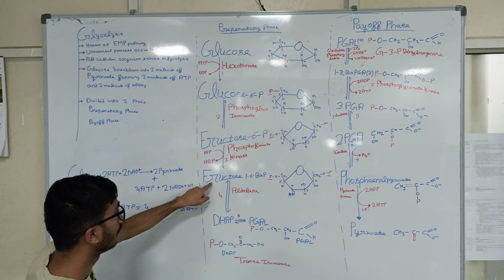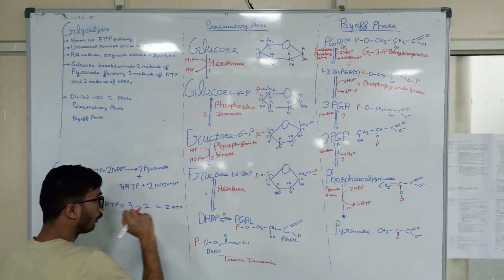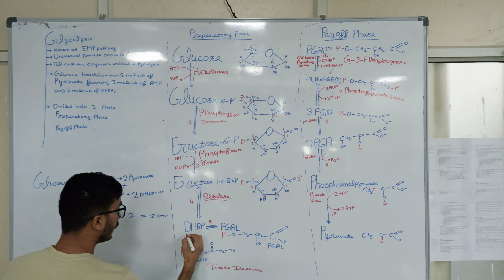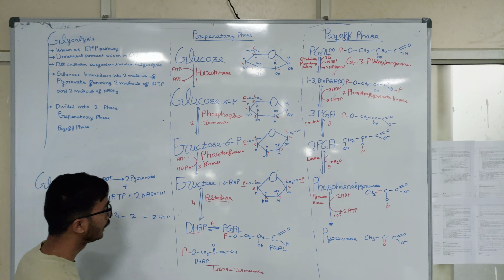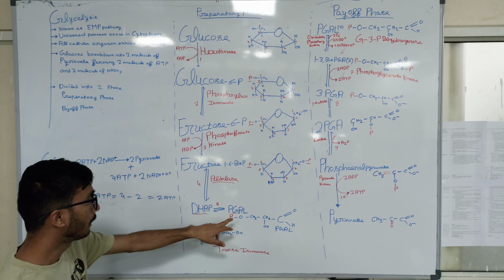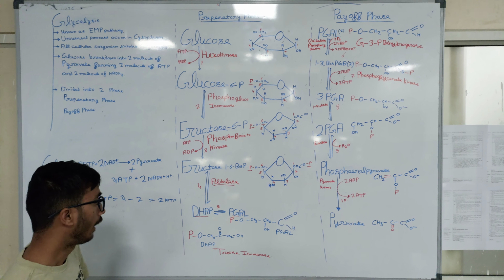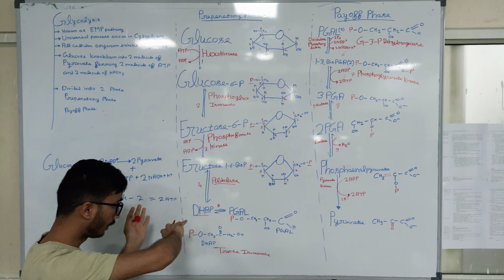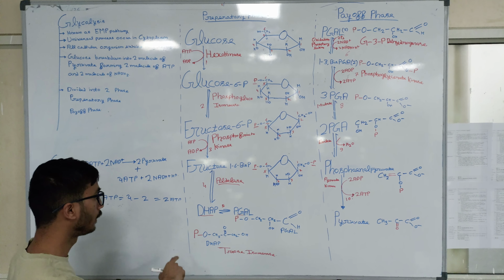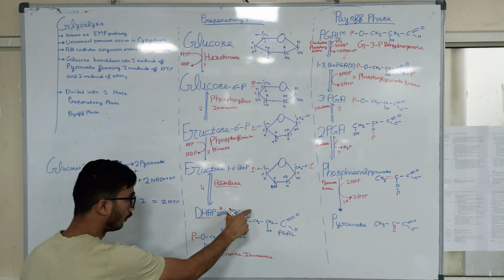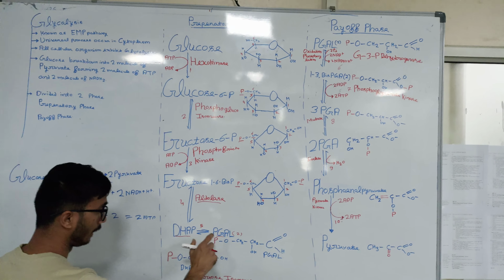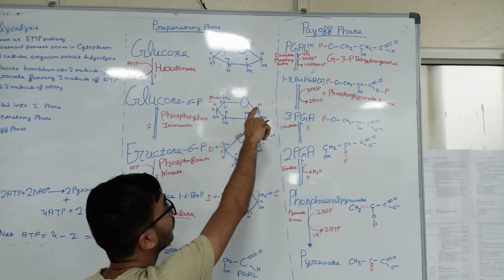After fructose 1,6-bisphosphate, the aldolase enzyme breaks it into two molecules, DHAP and PGAL. DHAP is dihydroxyacetone phosphate and PGAL is phosphoglyceraldehyde. And these two molecules are interconvertible, like DHAP converted into PGAL or PGAL converted into DHAP. After that, we move on with PGAL, two molecules of PGAL, because this is the three carbon compound. After that, the pay-off phase.